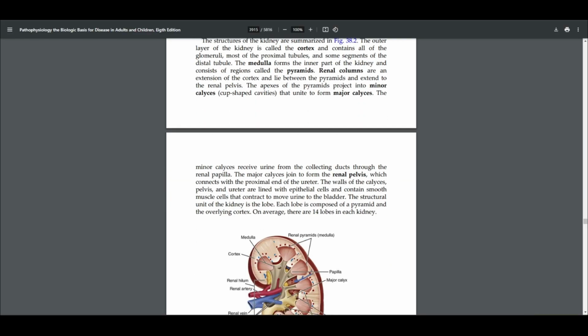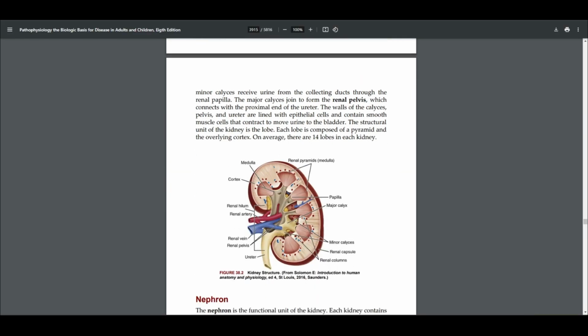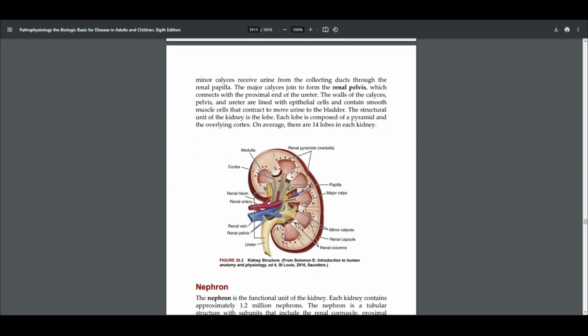The minor calyces receive urine from the collecting ducts through the renal papilla. The major calyces join to form the renal pelvis, which connects with the proximal end of the ureter. The walls of the calyces, pelvis, and ureter are lined with epithelial cells and contain smooth muscle cells that contract to move urine to the bladder.